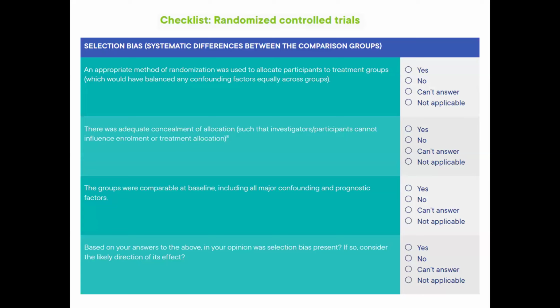So, an appropriate method of randomization was used to allocate participants to treatment groups, which would have balanced any confounding factors equally across the groups. The answer is yes here. They used computer-generated randomized tables. There was adequate concealment of allocation. The answer again is yes, because they used double blind, and the investigators or the authors are again a different group who were not involved in the patient care directly.